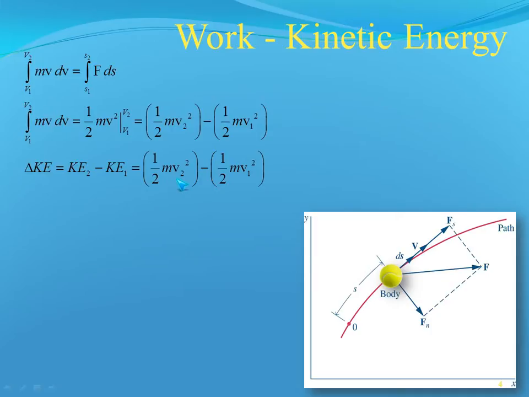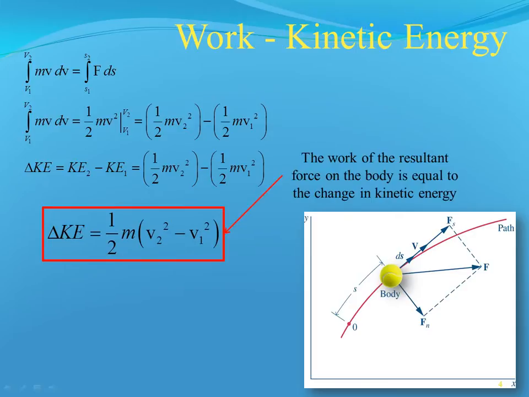So you can see that the change in kinetic energy is equal to 1/2 times its mass times its velocity, and the V2 just means final velocity squared, minus 1/2 mass times its initial velocity squared. And so we can say that the change in kinetic energy is just equal to 1/2 times the mass times the change in velocity squared, right? And so this is the work of the resultant force on the body. It's equal to the change in kinetic energy.